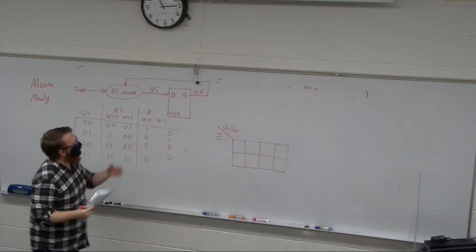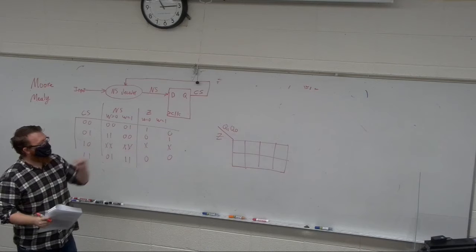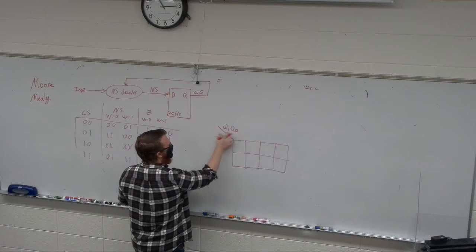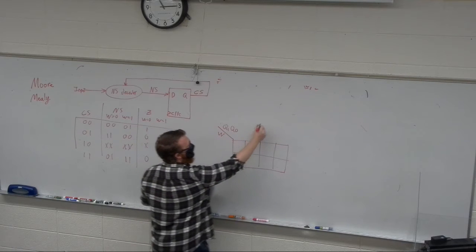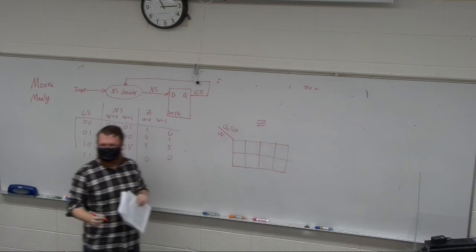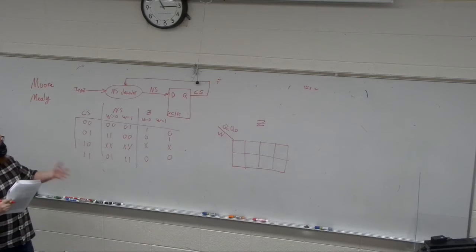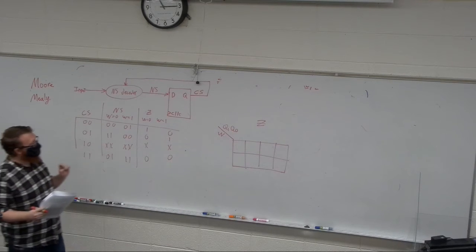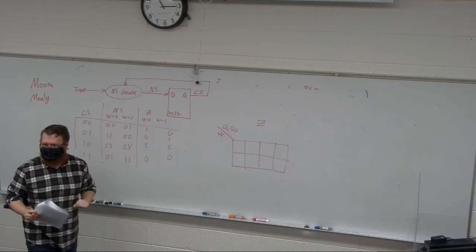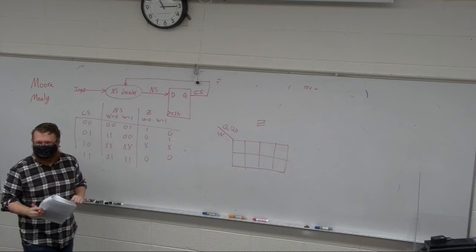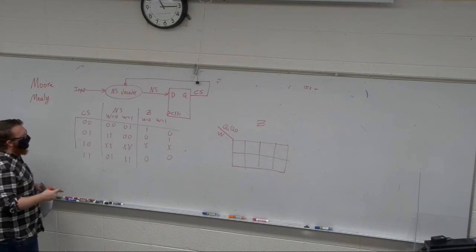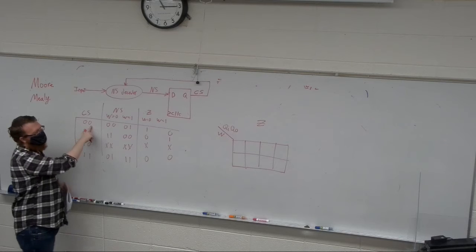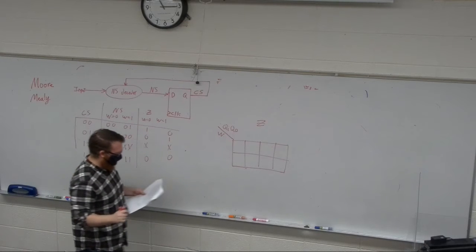Right? And my output is determined by what is my, oh, sorry, not Z, W. And this is the K-map for Z. So my output is determined by what is my current state and what is my input. Well, I can start looking at that. If my current state is 0, 0, and my input is 0, I get a 1.